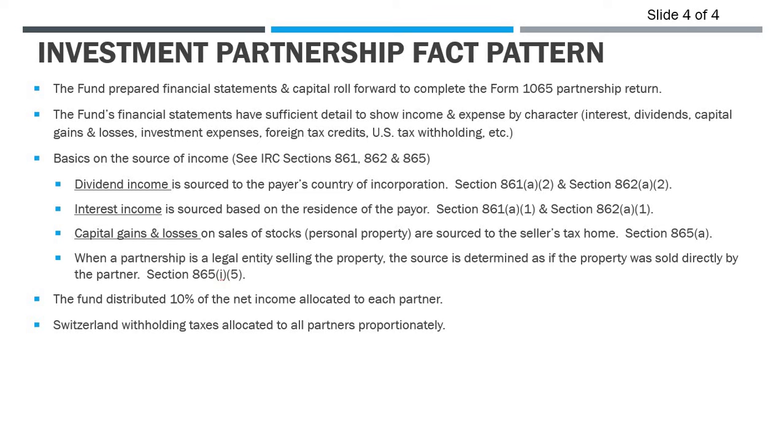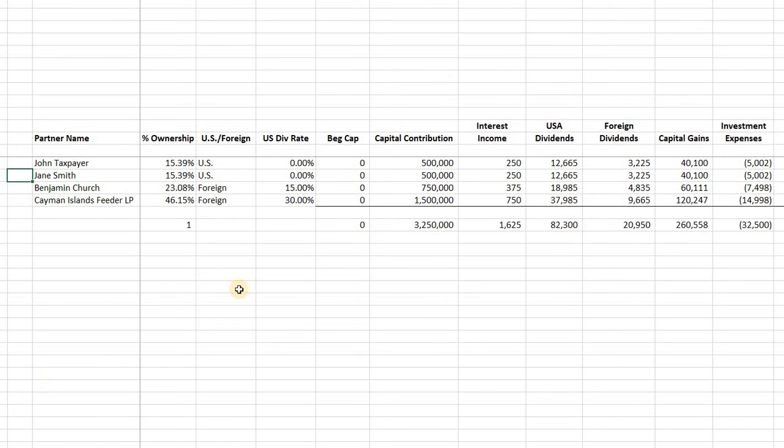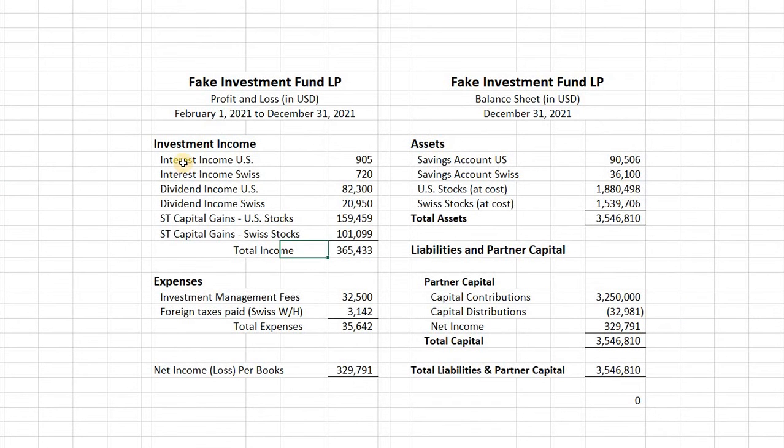Now, if we look at the financial statements just really quickly so you can see exactly what I mean. Notice here how on the investment side, we're showing interest income from U.S. sources, interest income from Swiss, dividend income from U.S. So in other words, I don't have just one line item that says interest income and there's a total. I'm separating them by source because this information is going to be necessary when I prepare the K2 and K3.